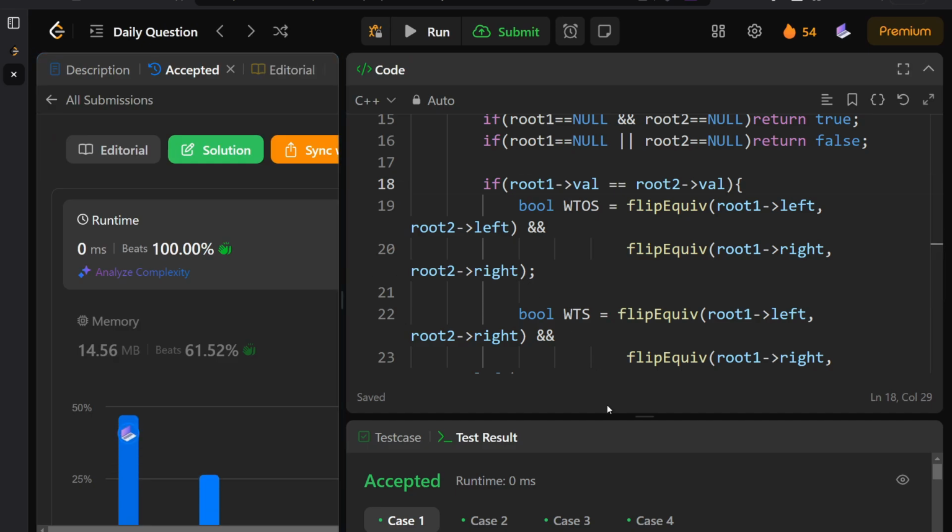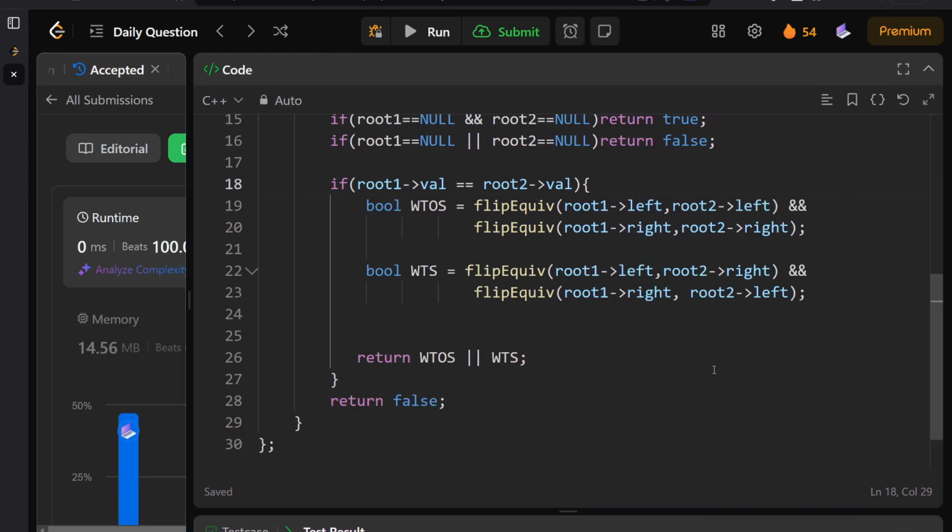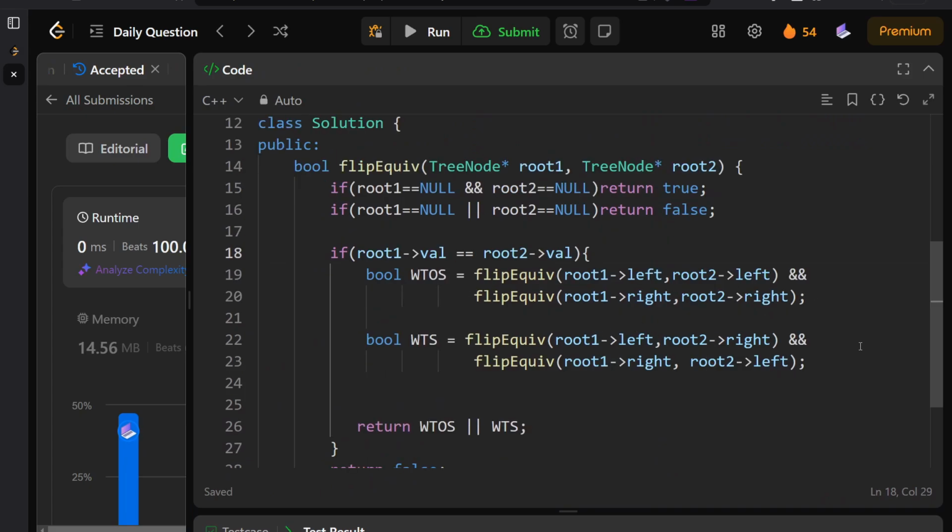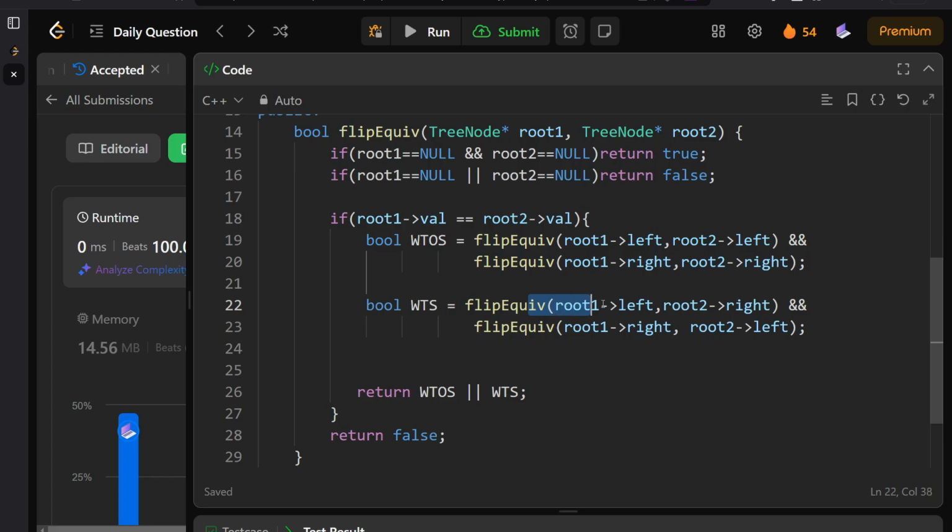Perfect. So now let's understand the time complexity and space complexity. Here you can see we are checking root 1's left with root 2's left, and root 1's right with root 2's right. My first recursion, root 1's left with root 2's left, takes O of n, and root 1's right with root 2's right also takes n. The same goes for root 1's left with root 2's right, which also takes n, and root 1's right with root 2's left, which also takes n. So the whole time complexity of this function will be O of 4 into n, which is O of n.